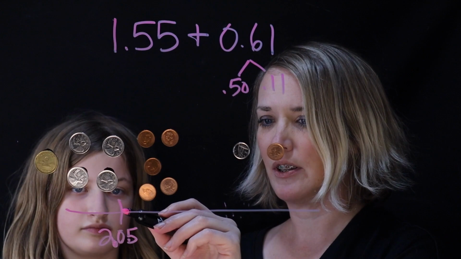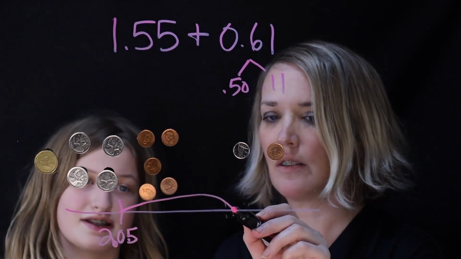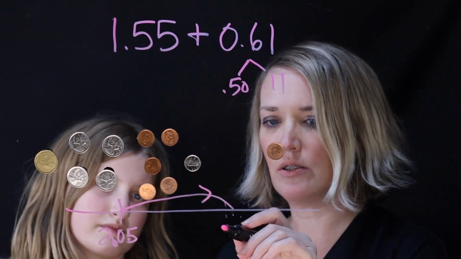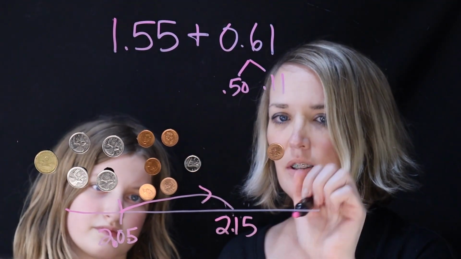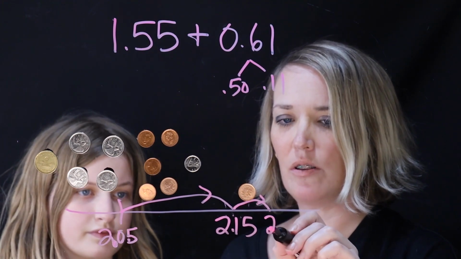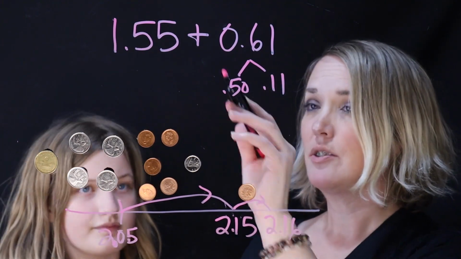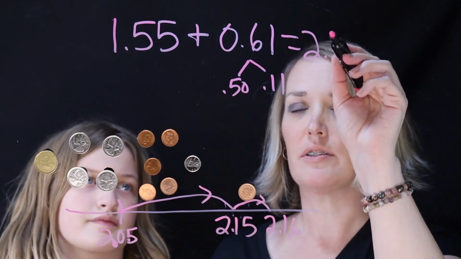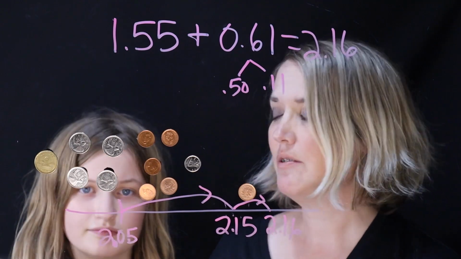$2.05 plus 10 cents is $2.15. Then when we add one more penny, we get $2.16. So $1.55 plus 61 cents equals $2.16. Yeah. That was awesome.